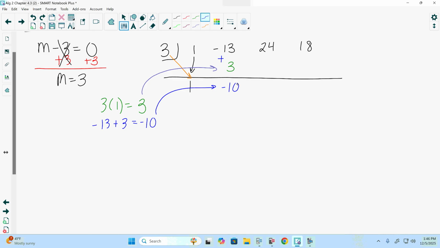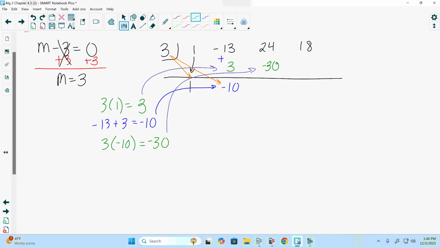Now what we're going to do next is essentially the same process. We're going to take the 3, bless you, and multiply it by the number below the line, which is our negative 10. And 3 times negative 10 is negative 30. And we take that negative 30 and put it above the line below our next number.